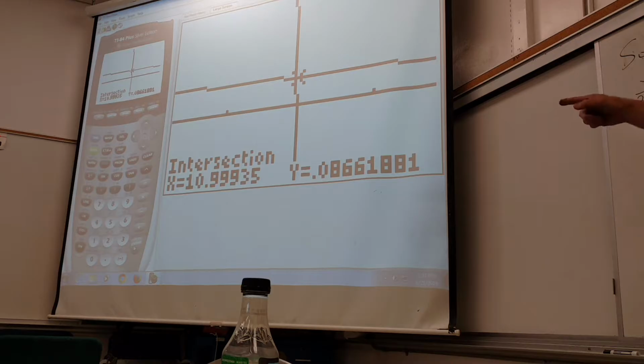So the numbers you want to see will be what x equals and y equals, or just x? The answer to this equation is the x value, because that's all this equation has in it. But what does the y value mean? It's what the values of these would be. They're equal, and they would both be 0.0866.